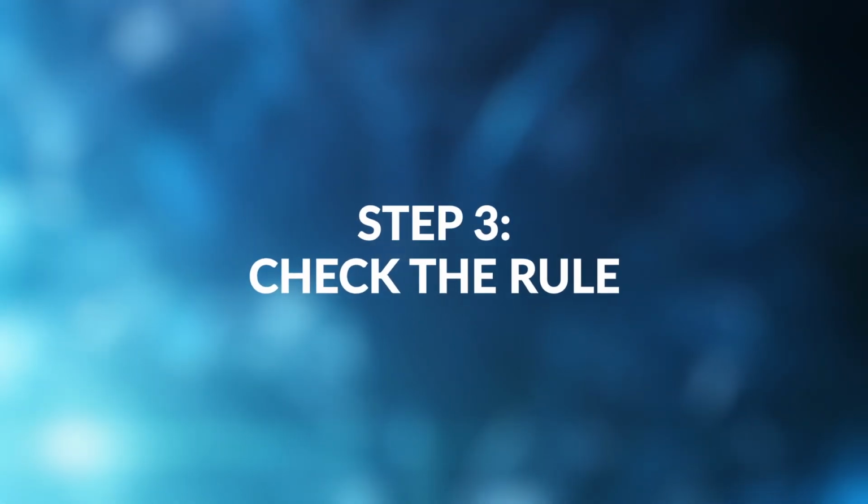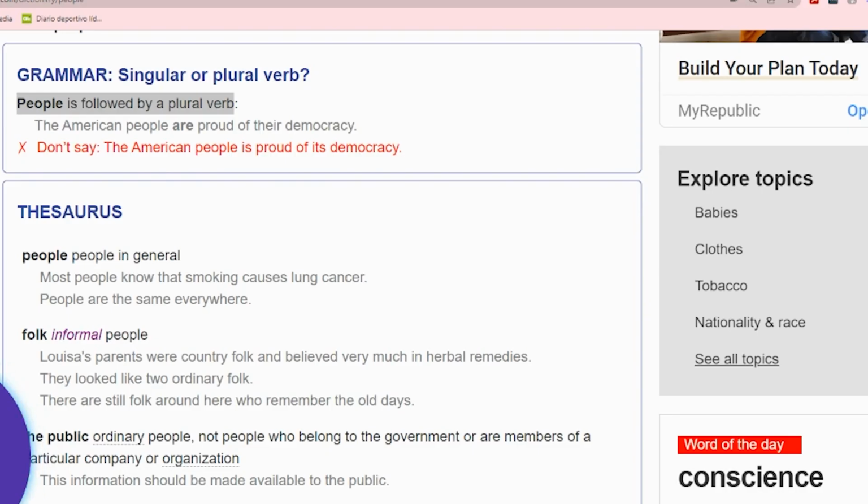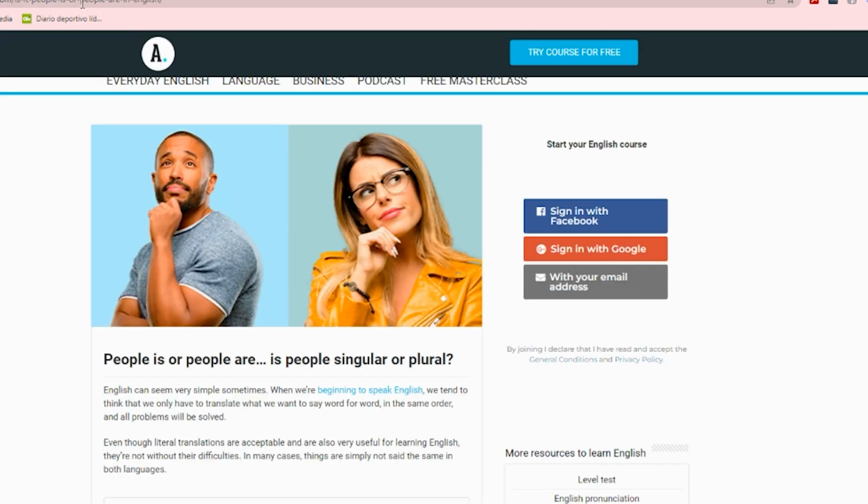Step number 3, checking the rule. If you found the rule in a respectable source like a dictionary or a trustworthy website, then there's no need to double check the rule. However, sometimes it isn't so easy to come up with a rule, and you may find it in a blog, for example, or a forum. What can you do to check that the rule is okay?